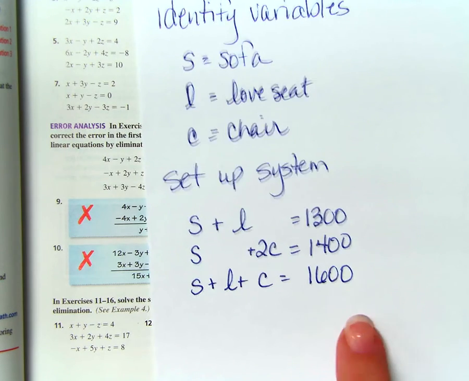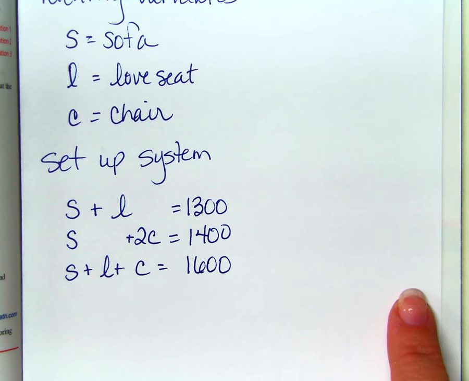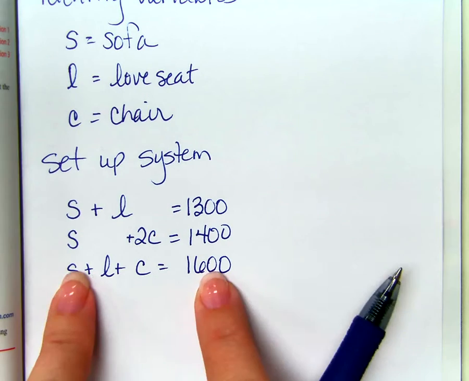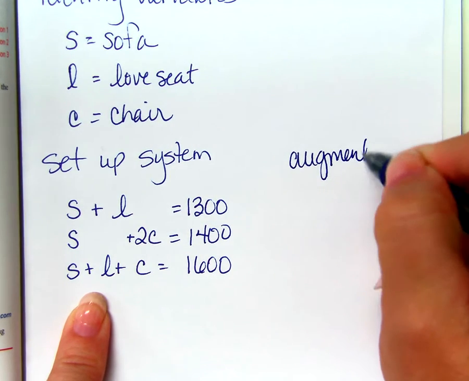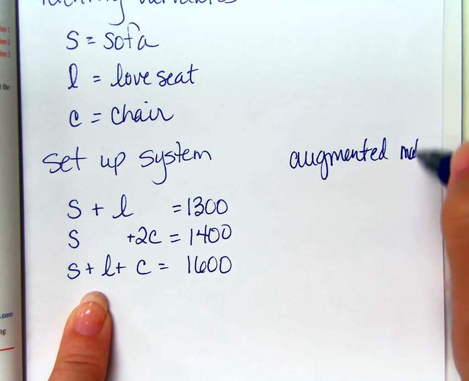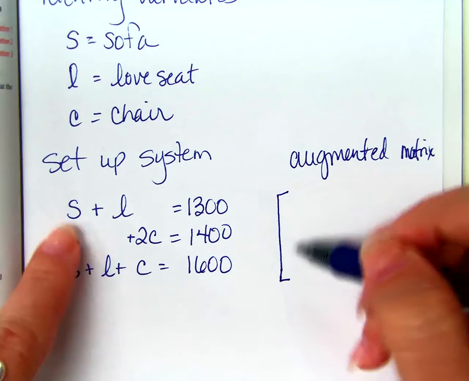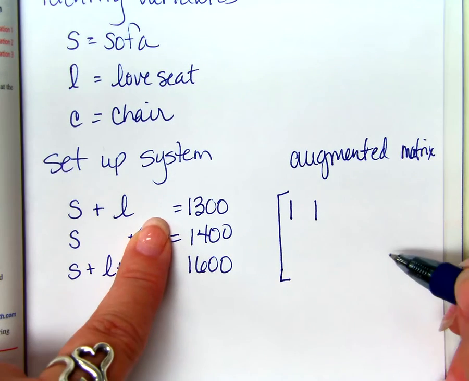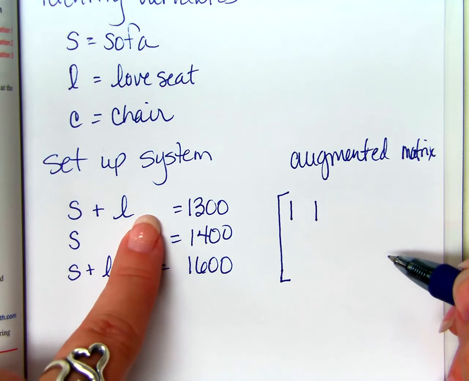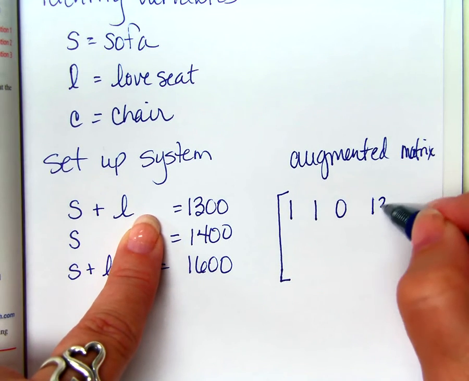Well, if that's our system, do you guys want to solve this by elimination, or do you want to use the calculator? That was just a joke. I know you want to use the calculator. So if we want to use the calculator, we need to write our augmented matrix. Remember what our augmented matrix is? It's our coefficients of our system. So we have 1, 1. I don't have a C for this one, so what do I put? Good, a 0, and then 1,300.